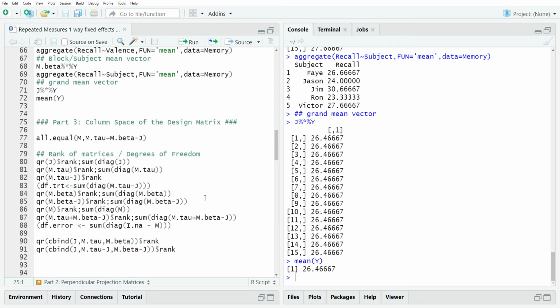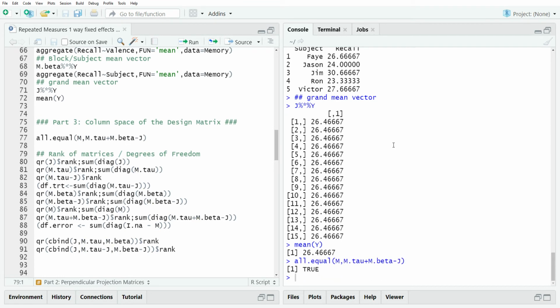Now in part 3, we looked at the column spaces of each of those components, and then we used that to calculate the structure of the perpendicular projection matrix M onto the column space of X. And one thing we noted is that M was equal to M tau plus M beta minus J. If we run it through this all dot equal function, it compares component-wise, and notice they're all equal.